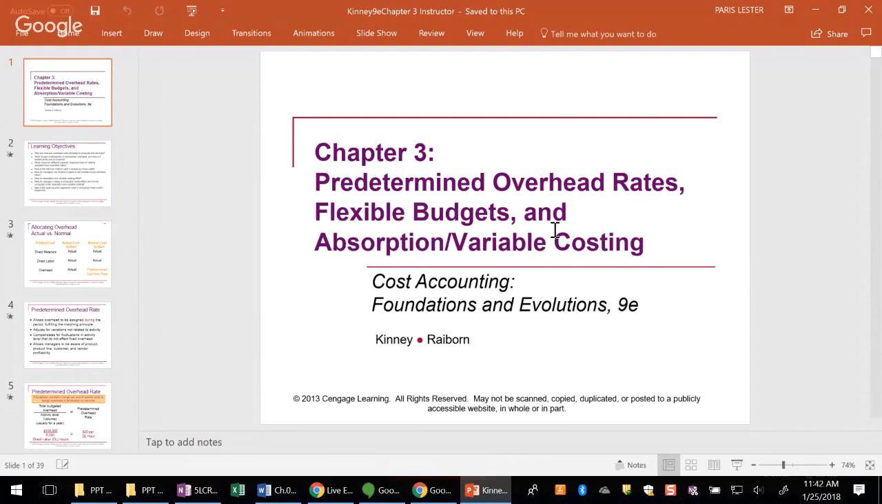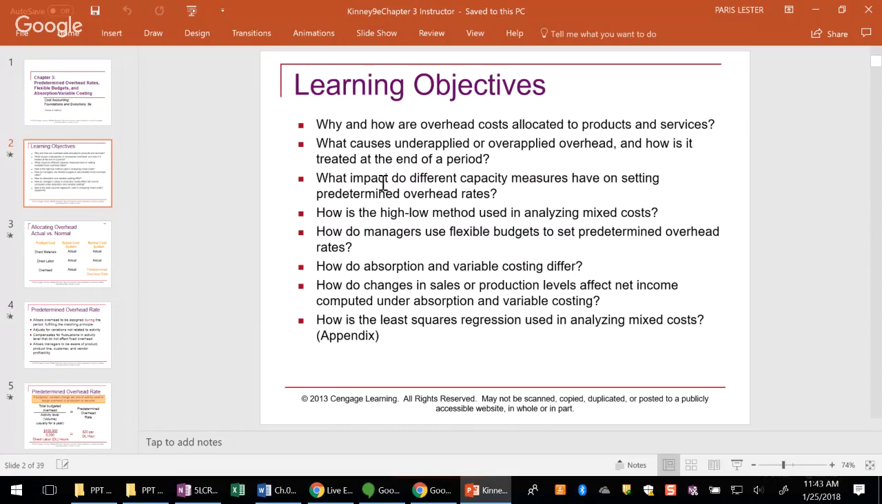Now, chapter 3 is going to be some more old stuff for you. You remember all these things: overhead rates, flexible budgets, and variable and absorption costing. All that's thrown into one chapter. So pretty soon, after about 3 or 4 chapters, we're pretty much wrapping up what we covered in managerial. Okay? But it's a good review for those. Okay, let's glance a little bit at chapter 3.